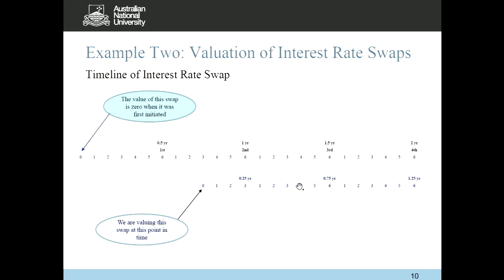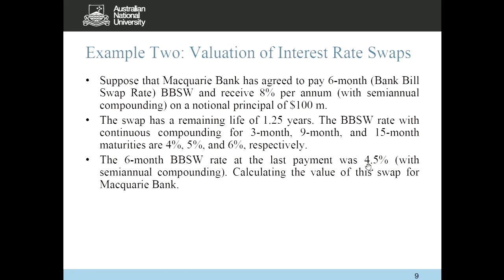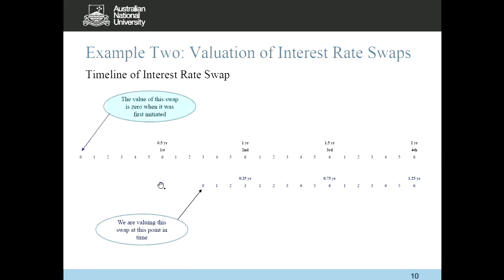Just focus on the purple line, okay? The purple line is the present. So all of that is already finished, already passed. It's gone. It's in the past. The reason why I draw this gray line is because I want you to have a benchmark to imagine this could have been a 2-year swap. All right? So the 6 months BBSW rate on the previous payment day, which is this point, was 4.5%. And that determines that your next coupon will be paid in 3 months' time, at this point, right?